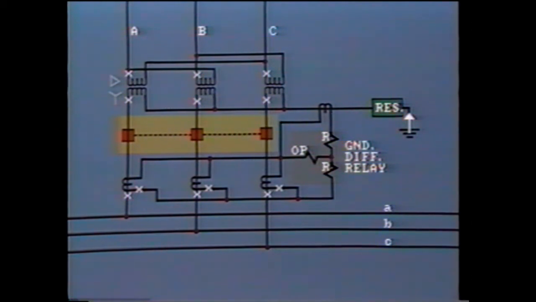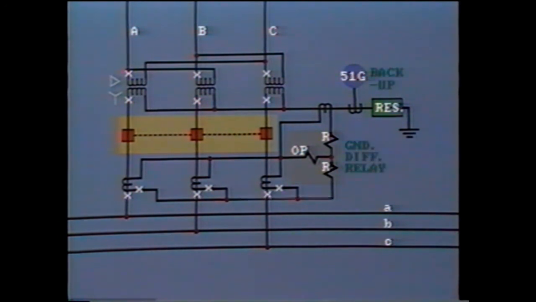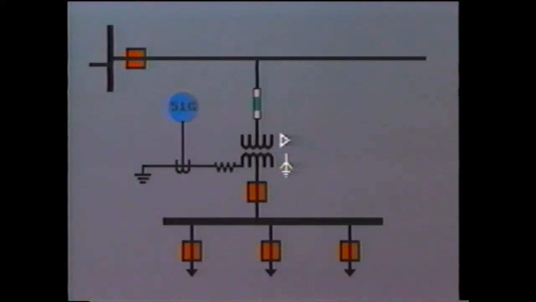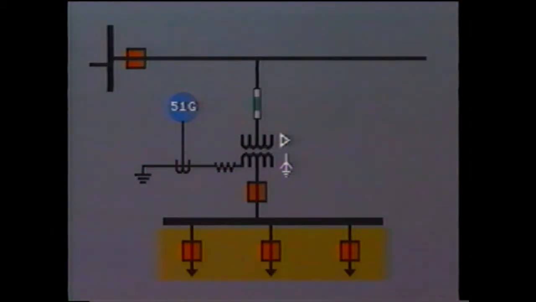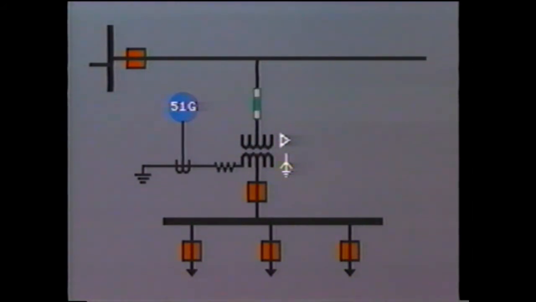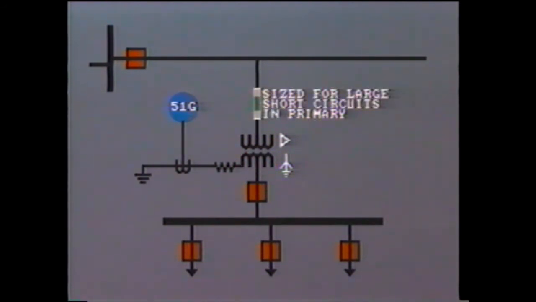Quite often with this arrangement, an additional time over current ground relay, 51G, is installed in the neutral. This acts as backup for the transformer ground differential and also as backup for ground faults out on the feeders. It must be correctly coordinated with protection on the feeders. The primary high voltage fuses may not clear for a low-level fault on the secondary winding or the secondary system. They are usually sized to protect against heavy short circuits in the primary winding.